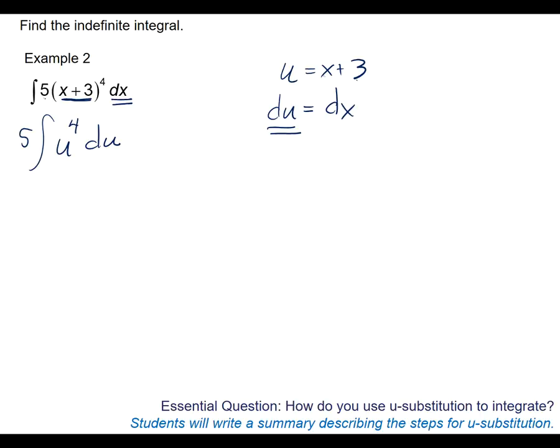Alright, we're going to integrate like we've been doing. I've got a 5 hanging out front. u to the what power? Fifth, all over 5 plus 6. Perfect.